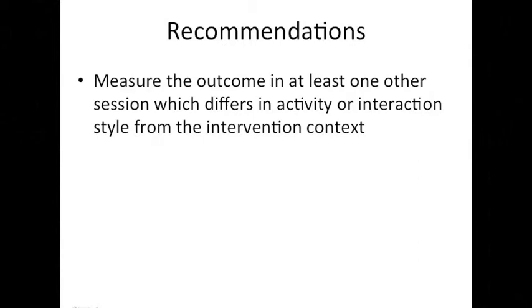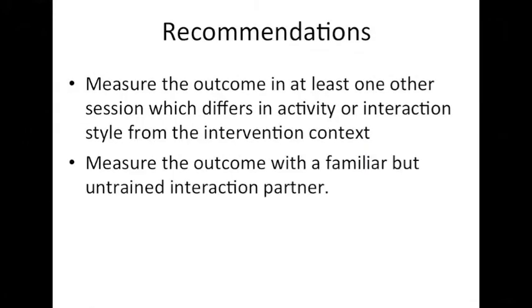So what should we do if we encounter this problem in our research? If we're using a parent-child interaction session as the primary outcome of interest when the treatment is parent-implemented, then we can measure the outcome in at least one session in which the activity or the interaction style is very different from that of treatment. Or we could measure the outcome with a familiar but untrained interaction partner. For example, perhaps the mother receives the language intervention training, but the father or a sibling comes in to participate in the language sample.